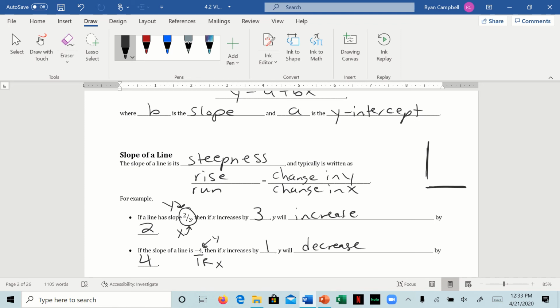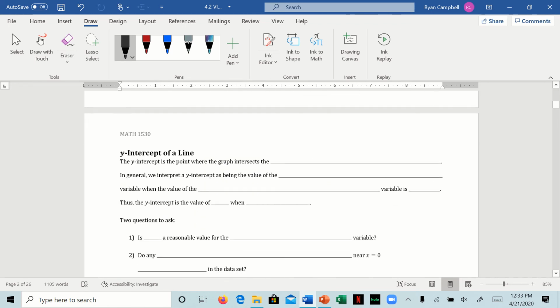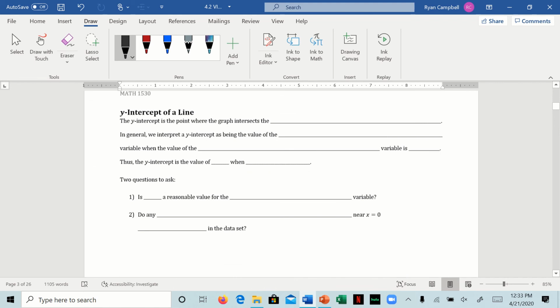All right, and we'll look at more examples. Obviously, you can see in the word problems that it already asks you how to interpret the slope, so we'll definitely talk more about that as we go. Y-intercept: the y-intercept is the place where the graph intersects the vertical line.